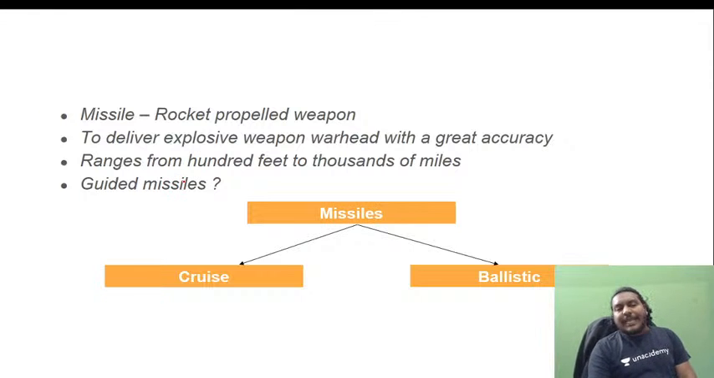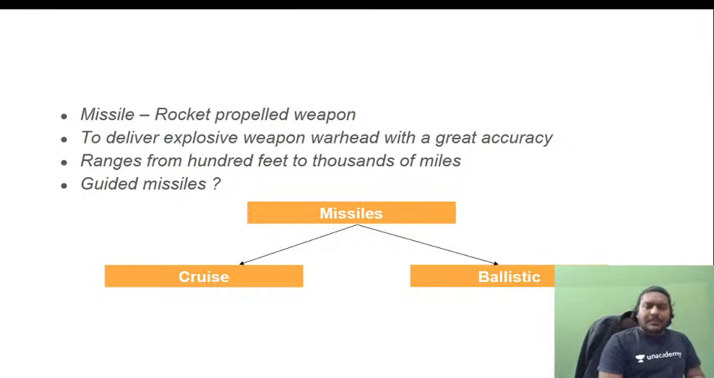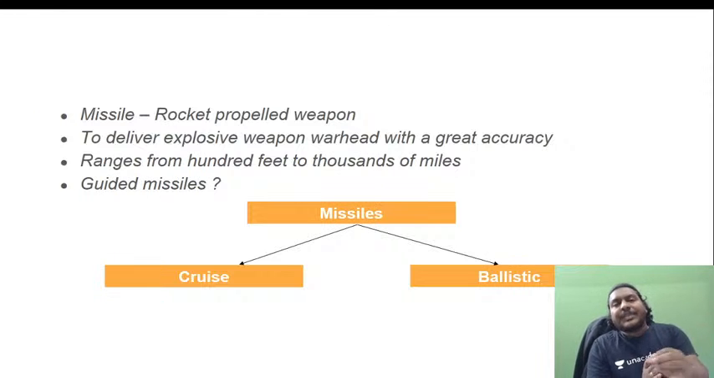So what is a missile? In general, a missile is a rocket propelled weapon. Nothing but a rocket propelled weapon. What is the purpose of a missile? The purpose of a missile is very clear. An explosive weapon has to go and hit a particular target, and that has to be destroyed. This is something which is very clear.